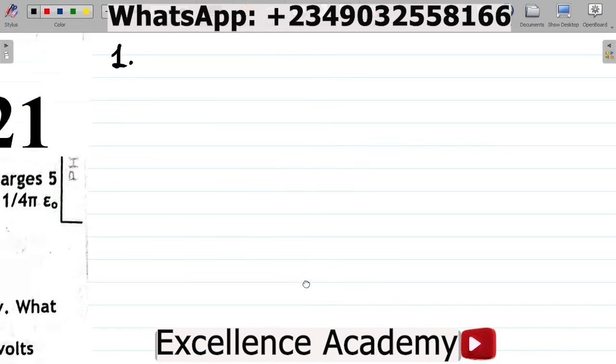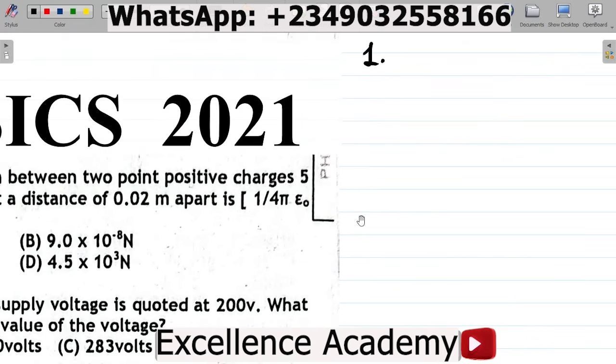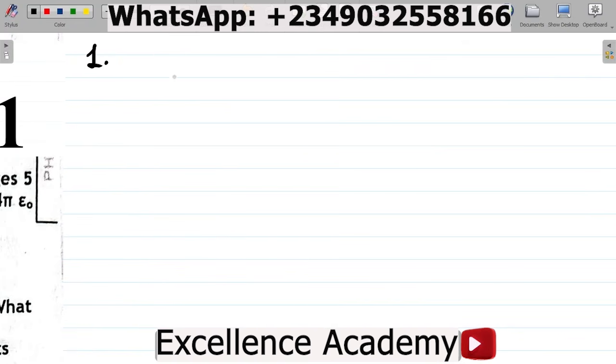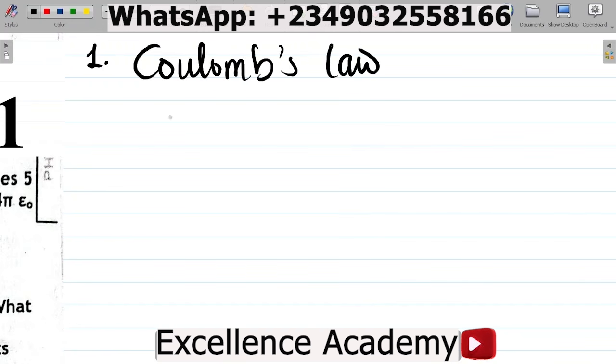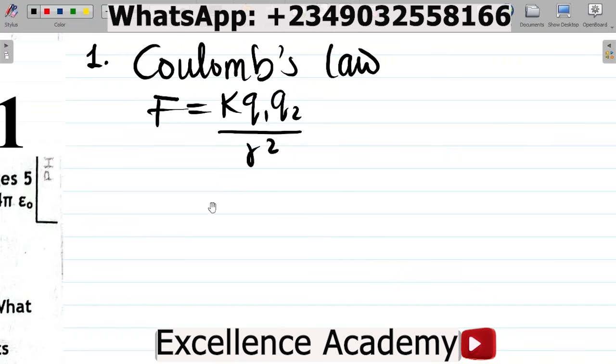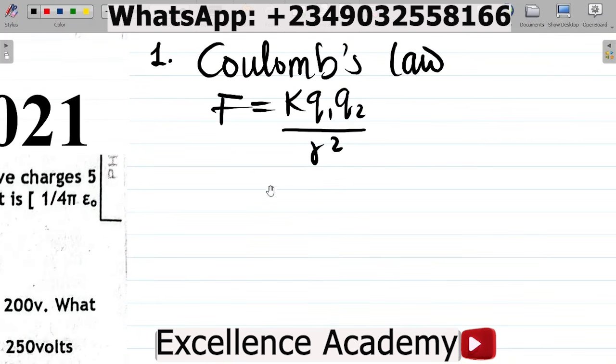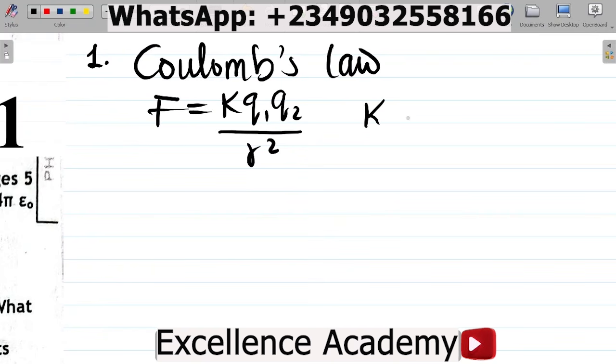Question 1, for this question, we'll use Coulomb's law to solve this question. And from Coulomb's law, we have that F is equal to K Q1 Q2 all over R squared. This is the mathematical form of Coulomb's law. Now note that K can still be written as 1 all over 4 pi E naught. All right, the same thing there.